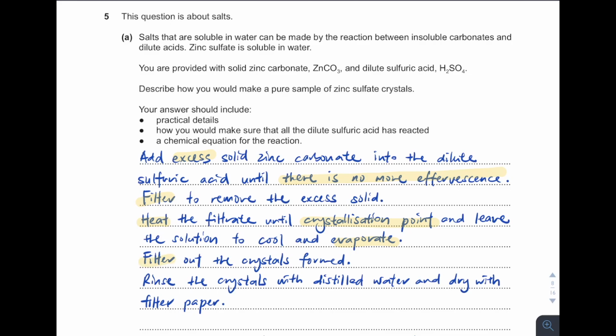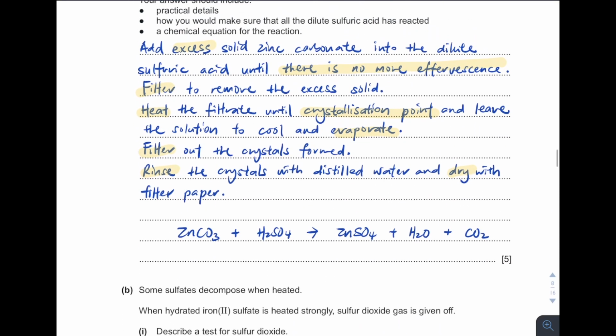And remember this, every single time after filtration, it is always followed by these two standard steps. You have to rinse the crystal with distilled water and then dry with filter paper, and this is how you obtain pure and dry crystals. Then followed by the chemical equation. Zinc carbonate reacts with acid to form salt, water, and carbon dioxide gas. Same thing, you have to make sure that it is a balanced chemical equation.